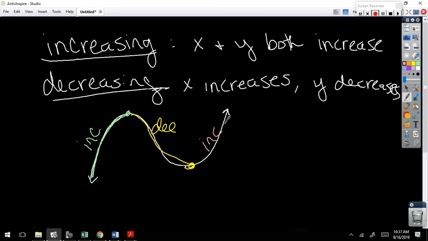As you move right, is the graph going up or down? You have to go left to right, though. You can't go right to left. So do it just like you read. As you look this way, it's going up, up, up, up. Oh, it stops going up, and it starts going down, down, down. Stops going down, starts going up. It changes direction at those maximums and minimums.